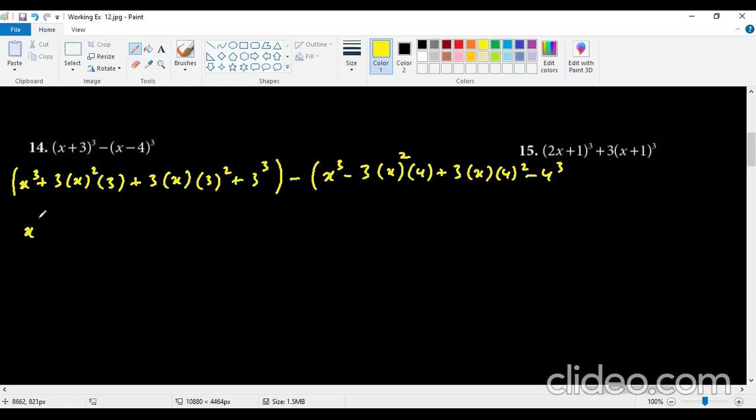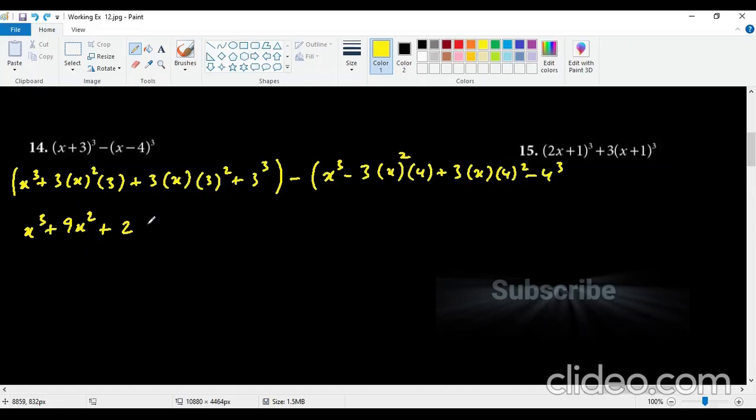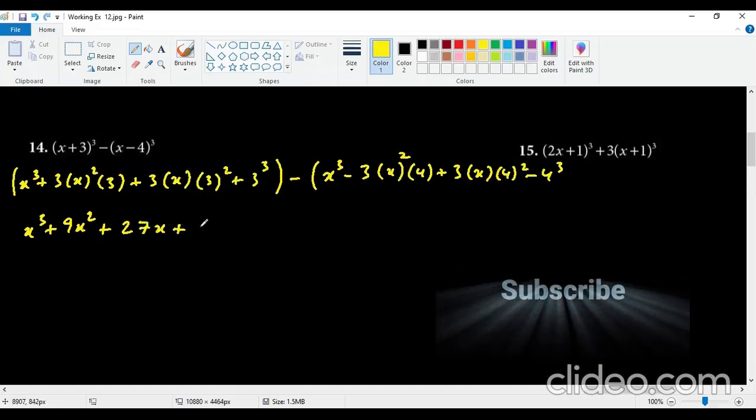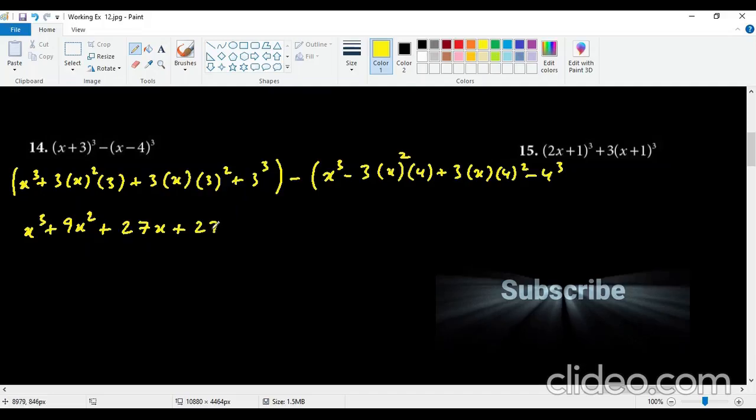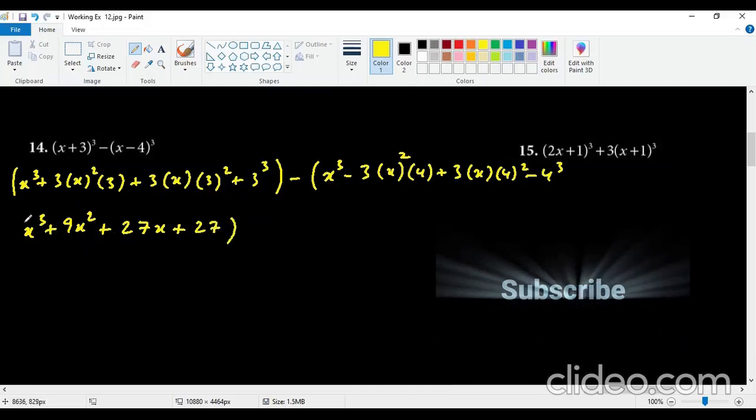Now this is going to be x³ plus 3 times 3 is a 9x², and plus 3 times 9 is going to give us a 27x, plus 3 times 9 is a 27. Now this is already simplified.